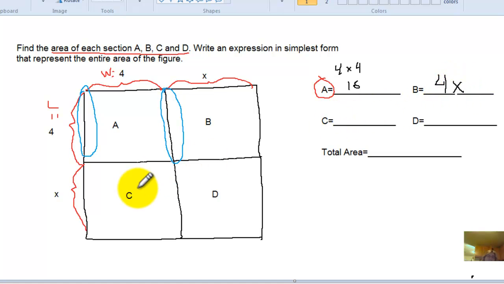Section C, we're going to have this length, which is the same as all these that I'm circling. It's the same for each of those. So it's 4. So we have 4 times X, because it's this 4 times this X will give us this area C. So it is 4X again.